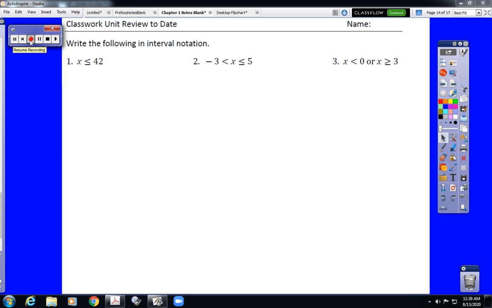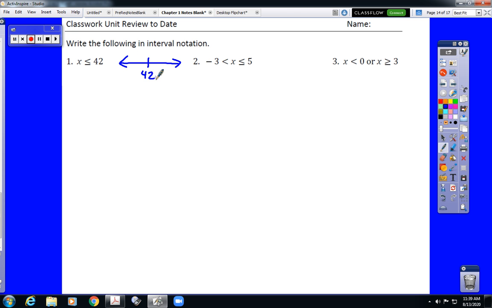So first part of the review requires us to take what's called inequality notation and turn it into interval notation. The big thing here is realizing when to use negative infinity, when to use positive infinity, and when to use a rounded parenthesis or a square bracket. What I like to do in my head is think to myself, if I graph that inequality, what is that going to look like?